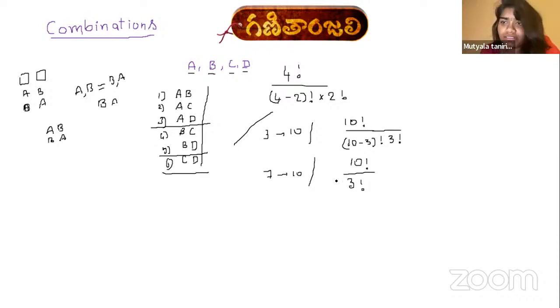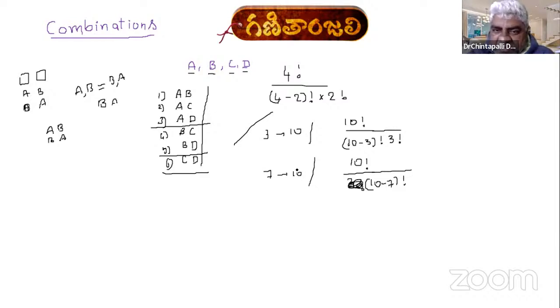As you said, 10 minus 3. Okay. Let's write 10 minus 7 factorial, right? Whole times 7 factorial. 10 minus 7 factorial. Next, 7 factorial. Have you noticed that both are same? Yes, sir. Both are same. Because 10 minus 3 is nothing but 7.